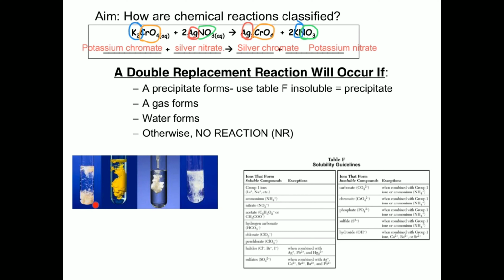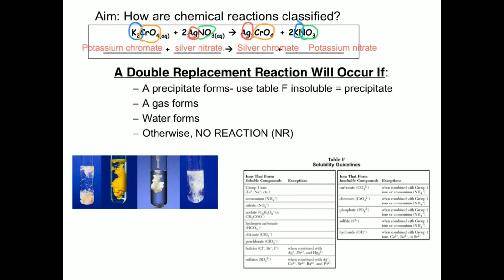To find a precipitate, we're going to look at reference table F. Reference table F has two portions. The left portion describes ions that are soluble, except when combined with any of the exceptions, while the right portion shows ions that are insoluble and lists the few exceptions that occur. When using reference table F, you only have to find one of the two ions present. So in silver chromate, we have to find either the silver atom or the chromate ion.